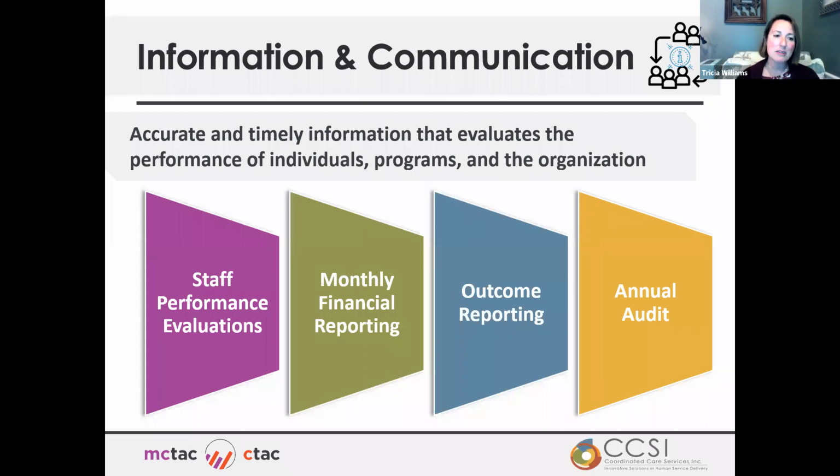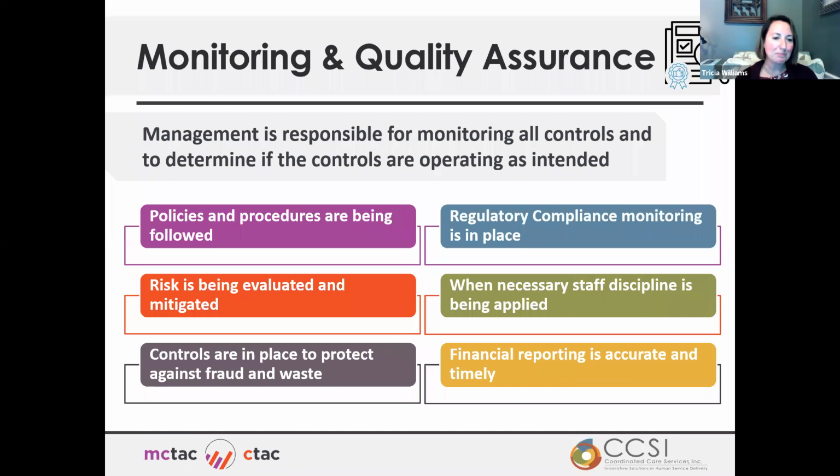So let's talk about monitoring and quality assurance. And I think that was a lot of the basis of what you were describing throughout the beginning of this presentation. And that's really about, do we have the policies and procedures that we need to follow? Do we have a process to mitigate and to look at risk? How do we look at how staff is doing and reapply any correction that we need to make? What is our compliance? How are we monitoring all of that?